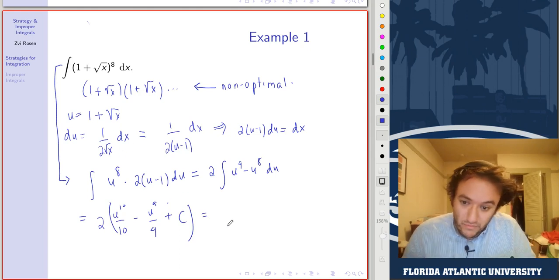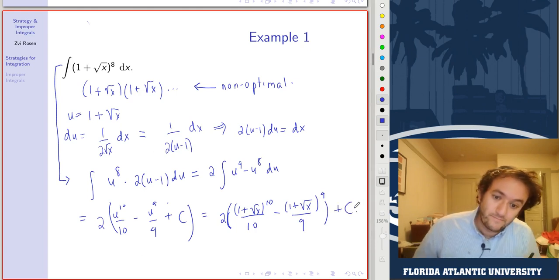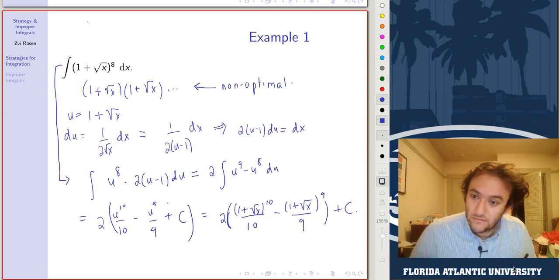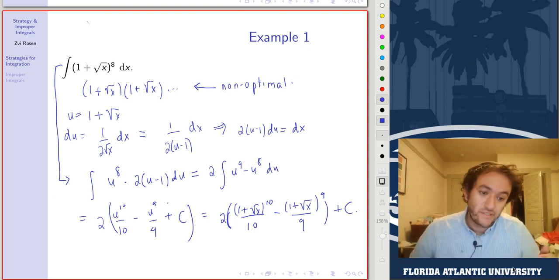We start out with u equals 1 plus the square root of x, so this becomes 2 times 1 plus the square root of x to the 10th power over 10 minus 1 plus square root of x to the 9th power over 9, and we can pull the constant out if we'd like. And this is the antiderivative for this example. Okay, here we use the u substitution to simplify it into a standard antiderivative.